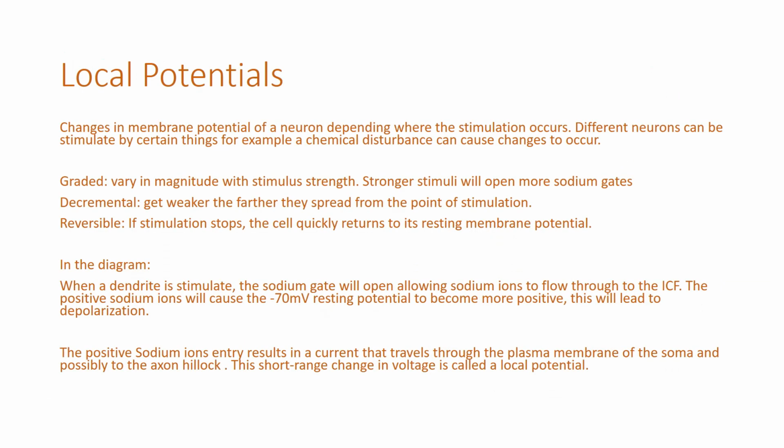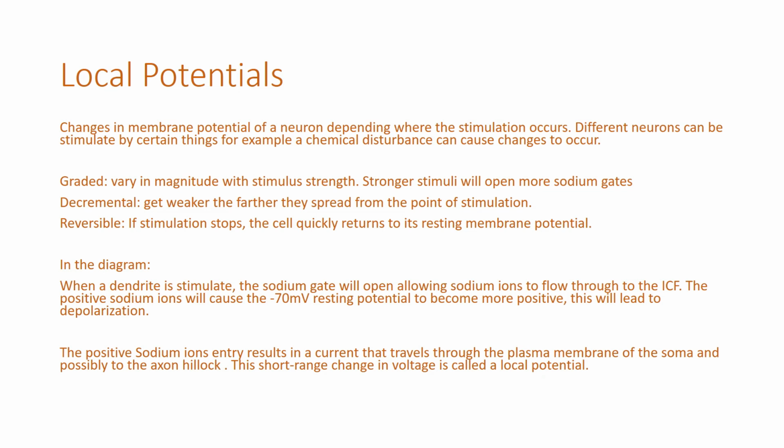Local potentials are changes in membrane potential of a neuron depending on where the stimulation occurs. Different neurons can be stimulated by certain things. For example, a chemical disturbance can cause changes to occur. They are graded, which means they vary in magnitude with stimulus strength. Stronger stimuli will open more sodium gates. They are decremental, which means they get weaker the further they spread from the point of stimulation. They're reversible. If stimulation stops, the cell quickly returns to its resting membrane potential.